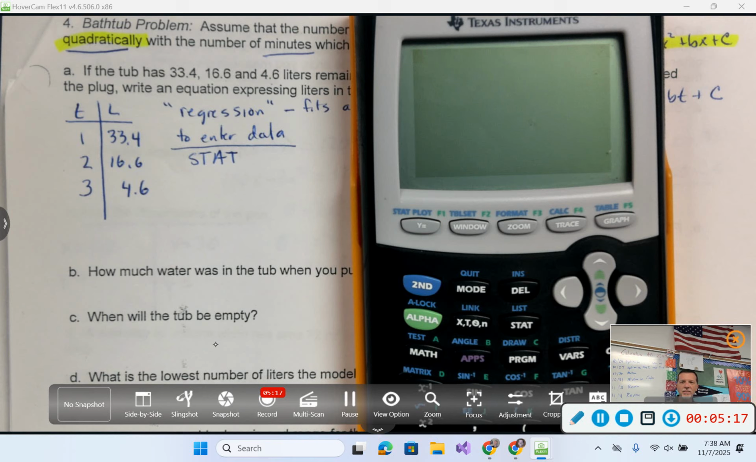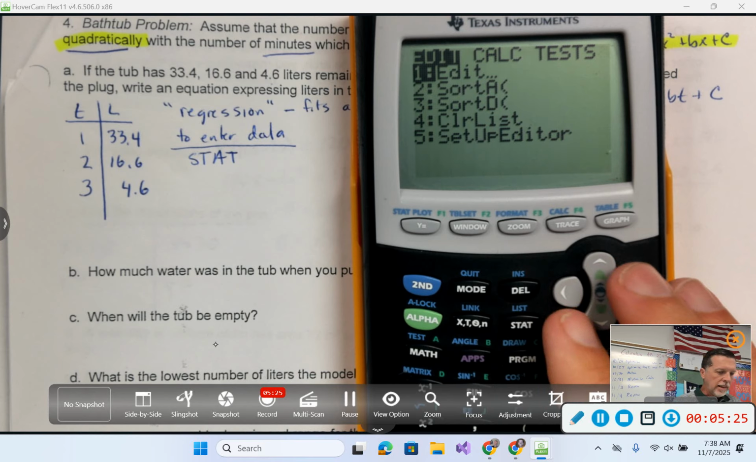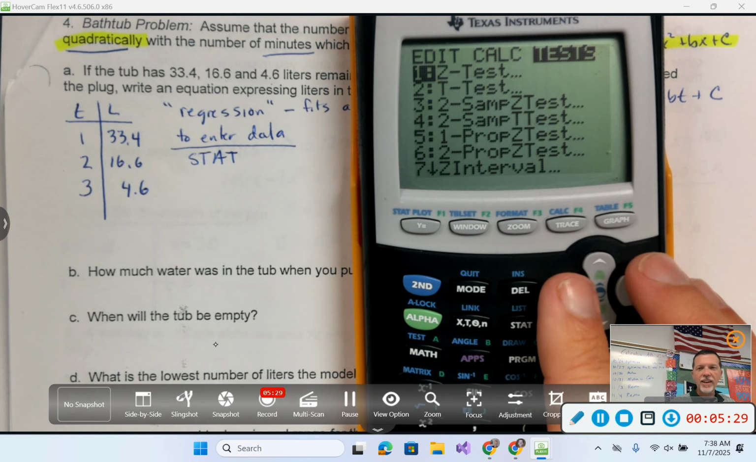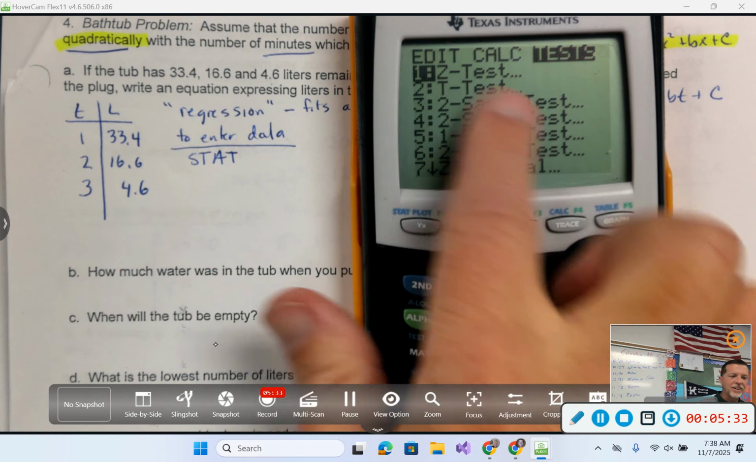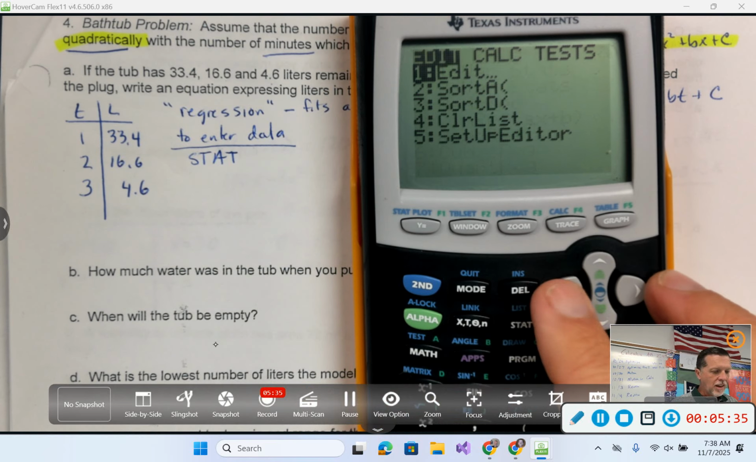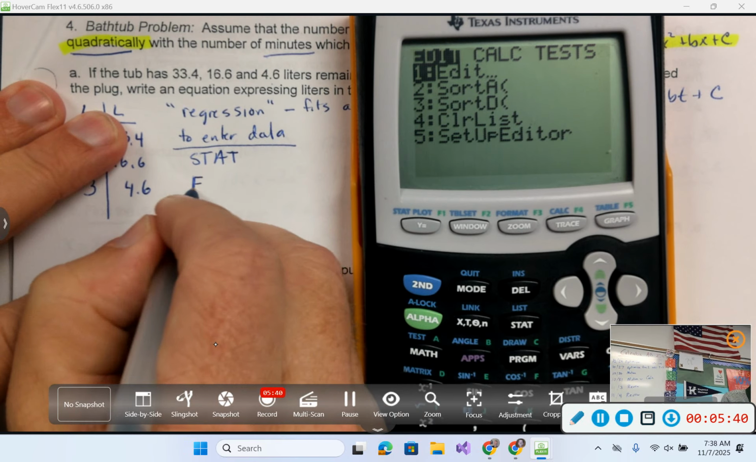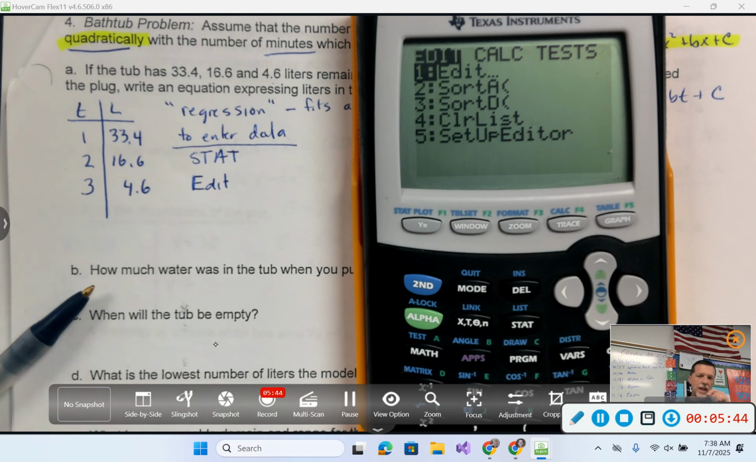There's a lot of buttons, but if I hit stat first, I can probably figure out what I want to do from there. Let's see, edit, calc. I don't want to do any calc or test. That's statistics. If any of you take statistics later, you'll figure out what all that stuff is. Right now, I just want to edit. I want to make a table with my information. So stat and then edit.